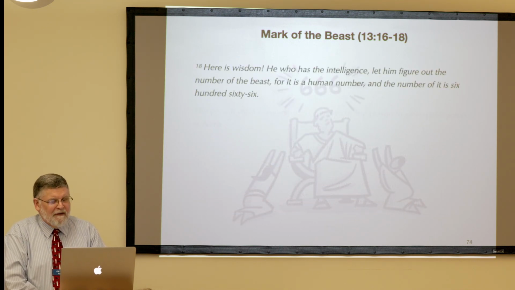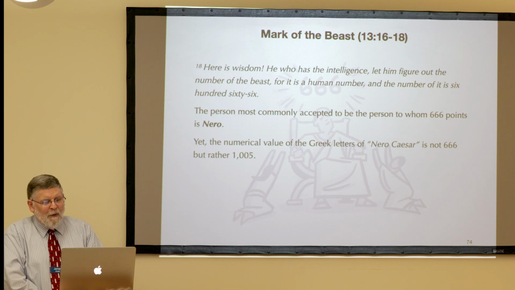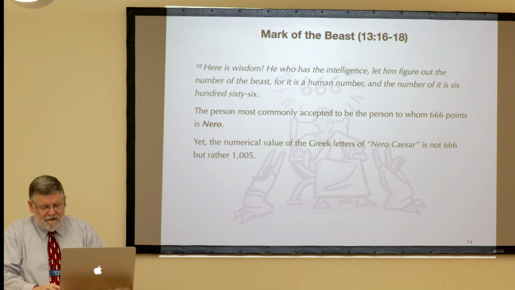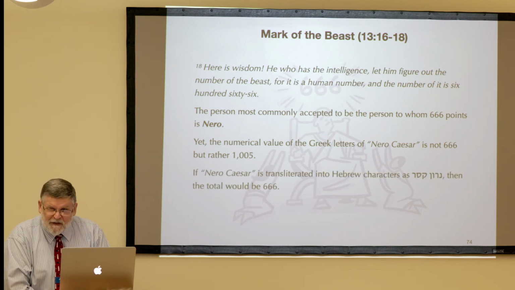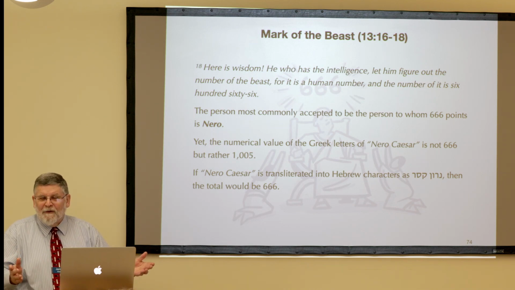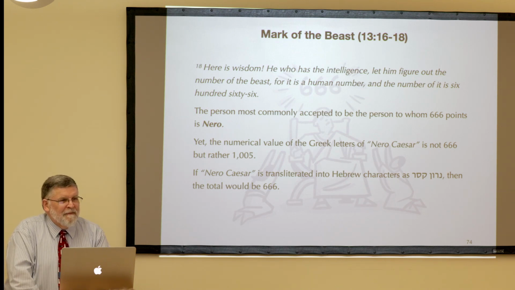But here's how the number comes to be. Notice who I have in the back of the picture? It's Nero, because he's the one most commonly thought to have the number 666. However, if you do the numerical value of the Greek letters Nero Caesar, it is 1005, not 666. Yet, if you transliterate it into Hebrew characters, first of all, I don't know who would transliterate it into Hebrew characters, but somebody did. And they came up with, guess what's the number?